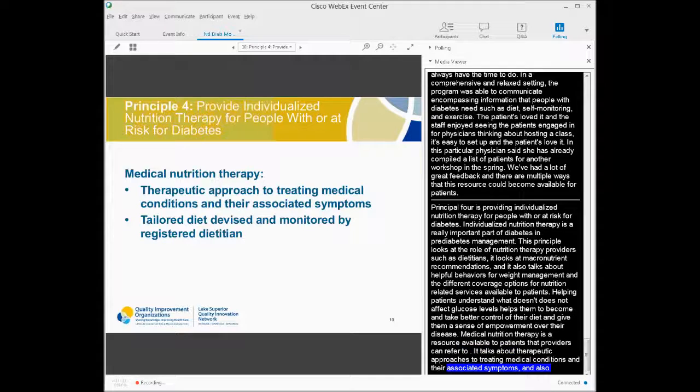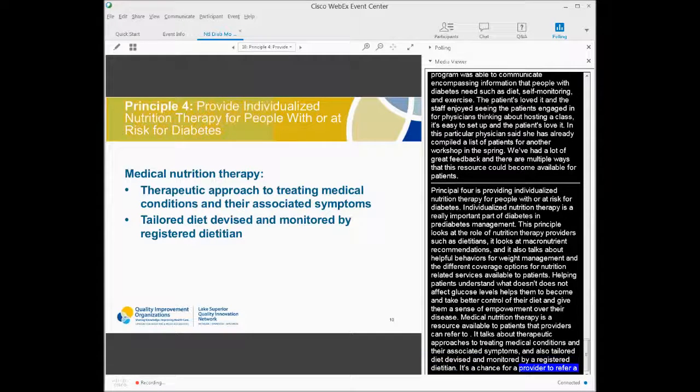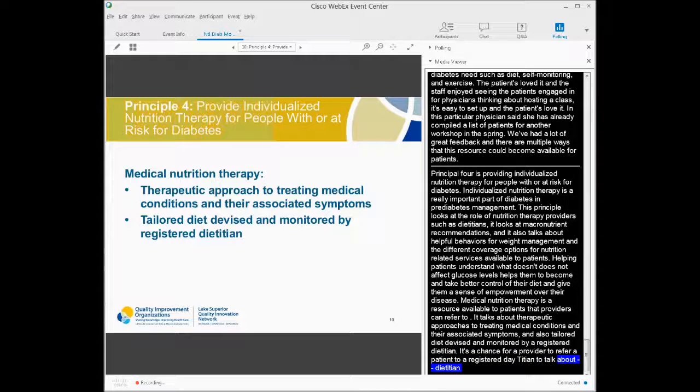So again, it's a chance for a provider to refer a patient to a registered dietitian to talk about what they eat and what their eating habits are, to provide a thorough review of their nutritional plan, and to develop a personalized nutrition plan for that patient. So again, another great resource that is available to your patient.